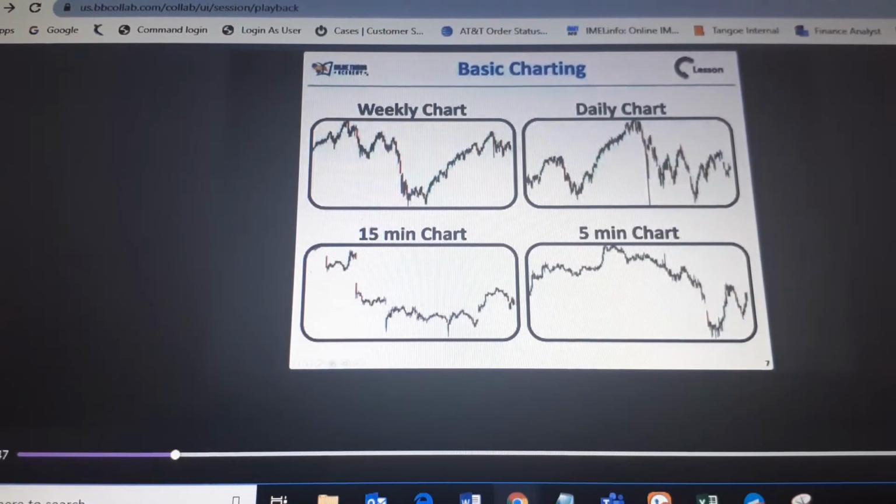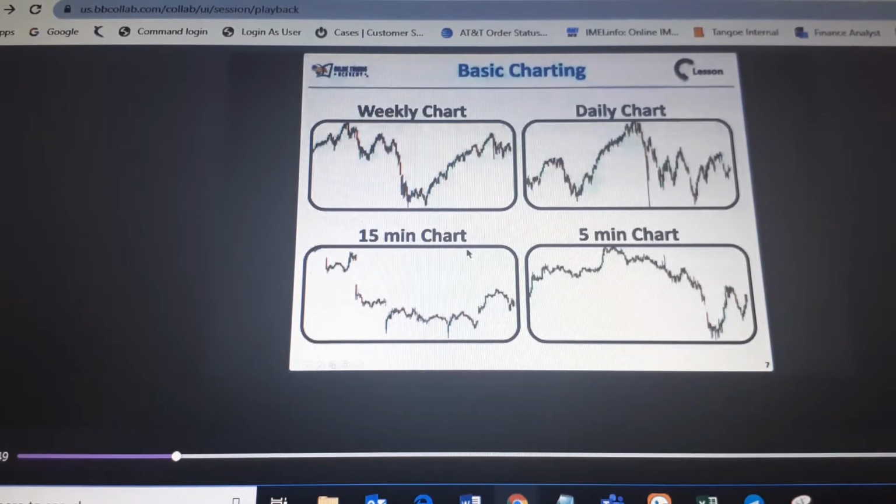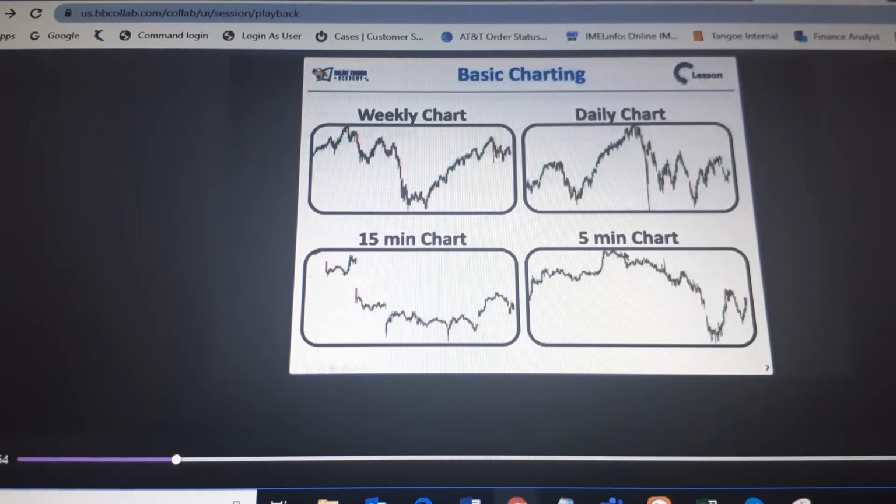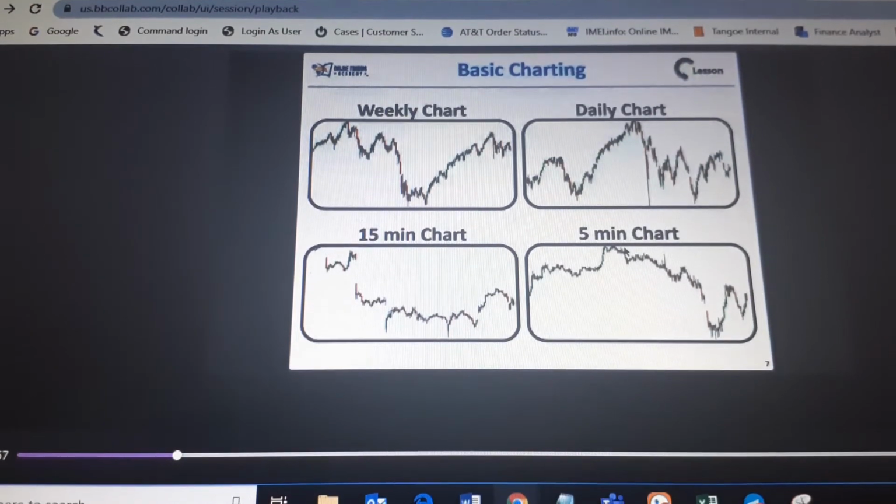So this is a weekly chart, daily chart, 15-minute chart. So if I just remove this weekly chart, daily chart, 15-minute chart, will you see any differences?